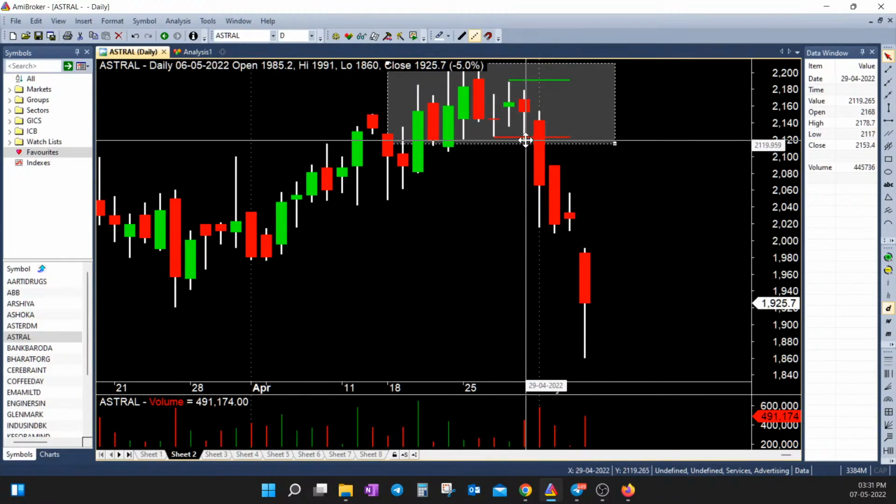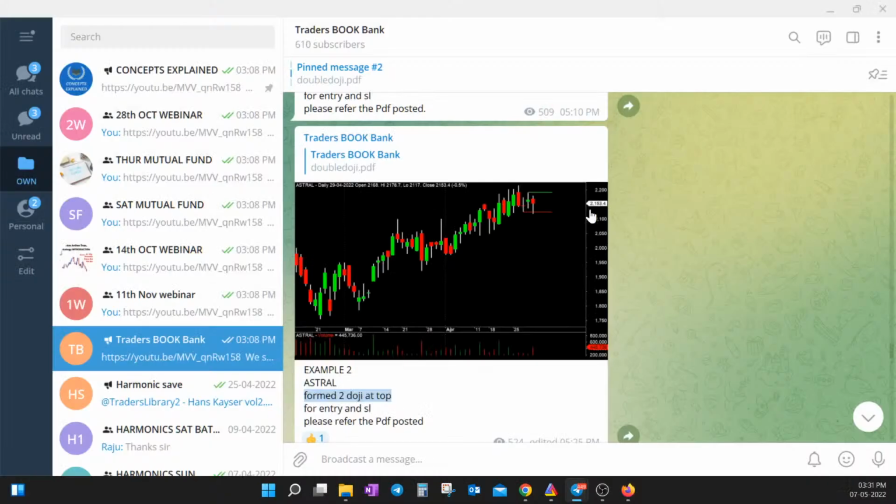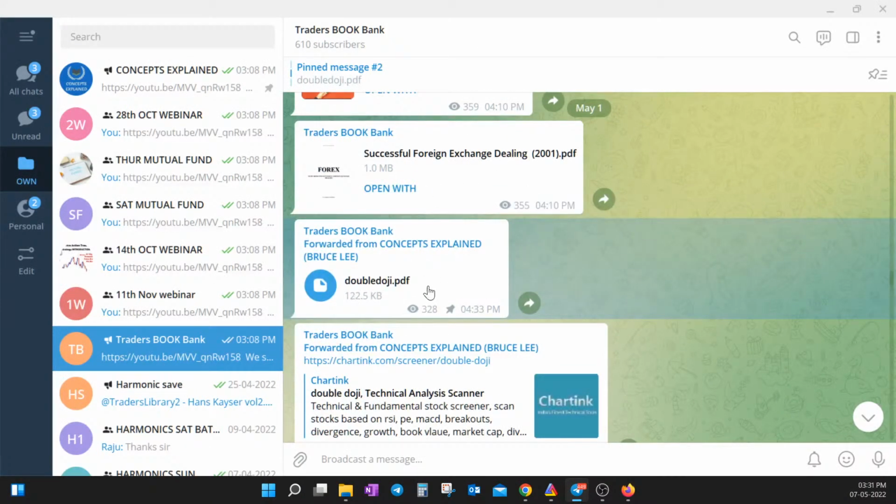Okay, so when the example I had posted already, Astral had given a breakout. Okay, let me not explain you where is the entry, where is the exit and all. Please refer the double doji PDF posted. Okay, it has been posted multiple times. I have pinned the message also. Okay, please refer to that.